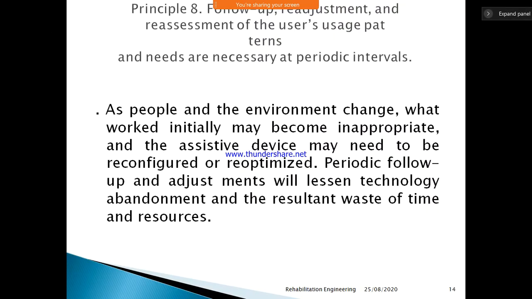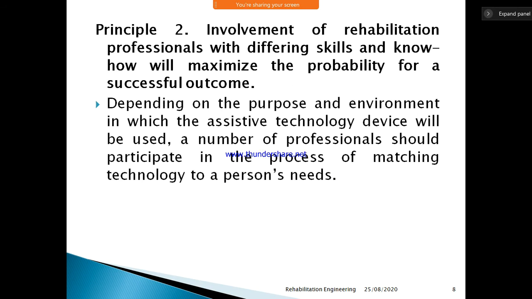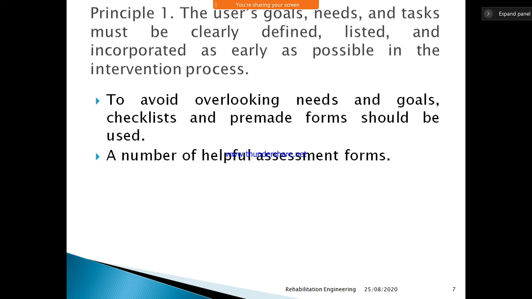Not only must the user be trained to use the assistive device, but also the attendants or family members must be made aware of the device's intended purpose, benefits, and limitations. Then the last principle is follow-up, readjustment, and reassessment of the user's usage patterns and needs at periodic intervals. Okay, these are all the 8 principles of assistive technology assessment or rehabilitation.